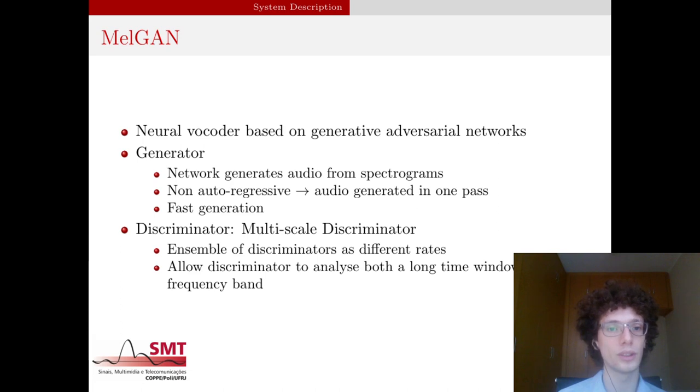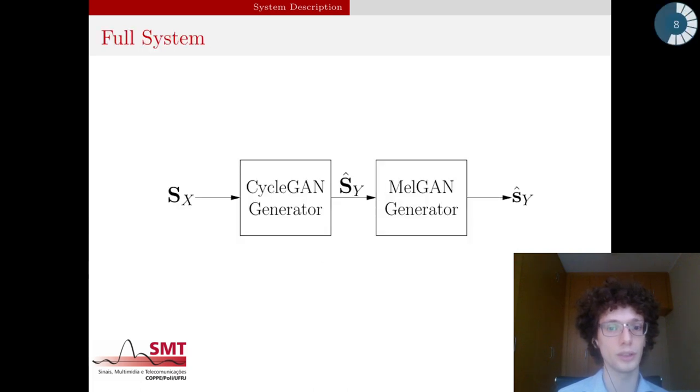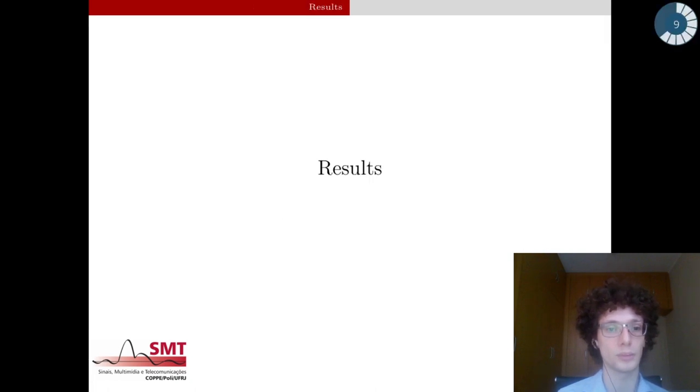MelGAN is a neural vocoder also based on generative adversarial networks. Its generator generates audio from spectrograms and is non-autoregressive, allowing its generation speed to be extremely fast. Its discriminator is a multi-scale discriminator, which is an ensemble of discriminators at different rates, which allows it to analyze both long time windows and a wide frequency band. Here's the structure of MelGAN with the generator and the multi-scale discriminator. And here is the structure of the full system with CycleGAN converting the mel spectrograms and MelGAN synthesizing the results.